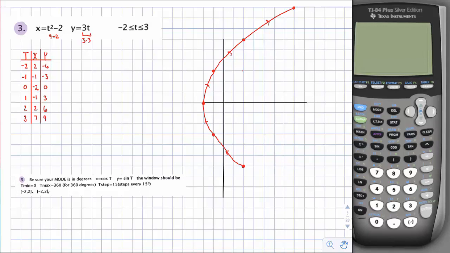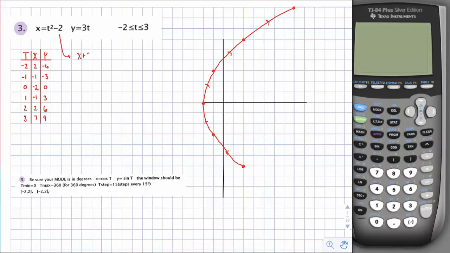So there we go, that's our graph. That's what the graph looks like, and if I wanted to eliminate the parameter, we can see what equation that would give us. This is not a trig function, so we are going to eliminate the parameter by taking our first equation, our x equation, and solving that for t.